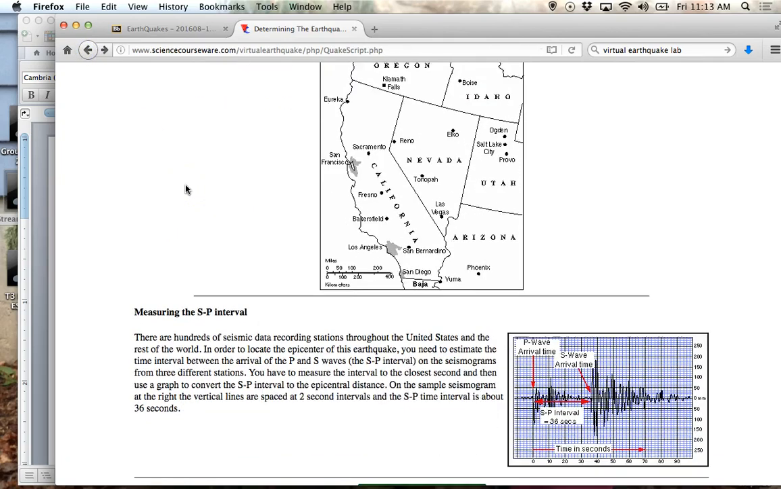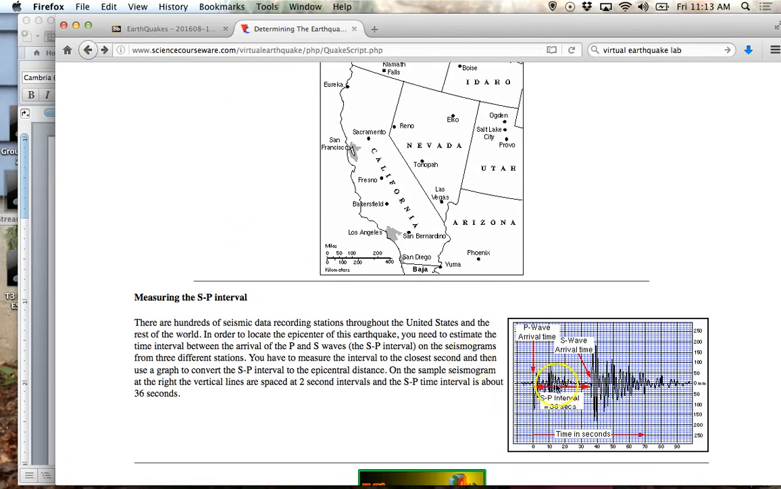I clicked a little too early. So what we need to do is, the first set of instructions is right here at the bottom. You need to measure the time lag between the arrival of the P wave and the S wave, okay? And the P wave is the first set of waves to hit. Usually they're not the biggest. Then we need the S wave, the second wave to hit, usually hits a lot bigger.